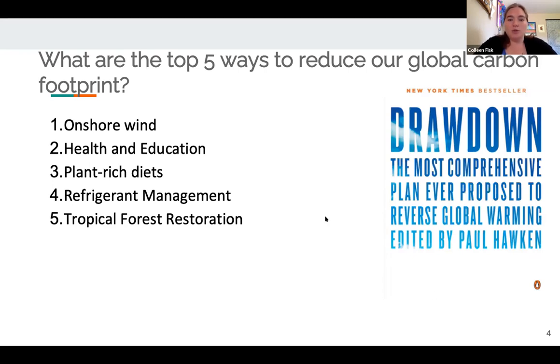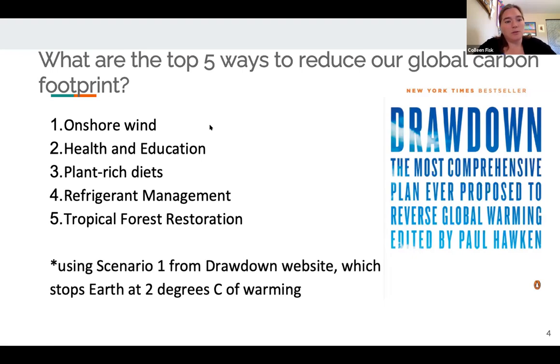And this one, they have 2 different scenarios. This is for 2 degrees of warming, and the other one was 1.5. I went with 2 because I'm pessimistic that we'll be able to stop at 1.5. Might be too late for that. I'm a little pessimistic maybe on that, but you can look at both of those options. The website is drawdown.org if you want to look at it, and they have information about each of these. You can dig into this more. They also have an educational, thank you, Dacia, because I'm not sure how to pronounce it.